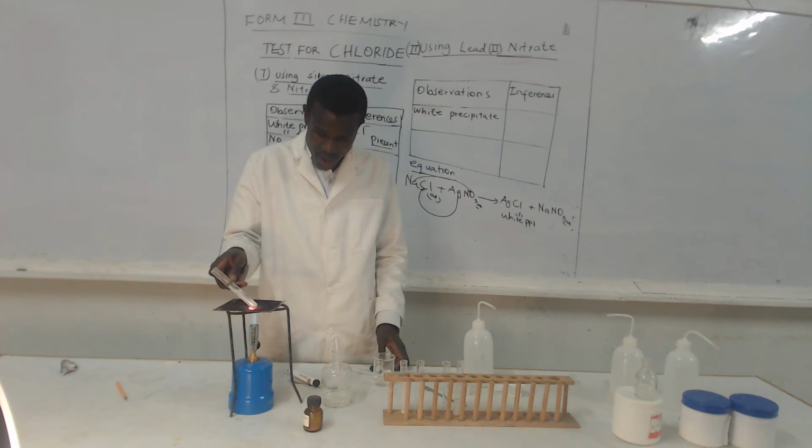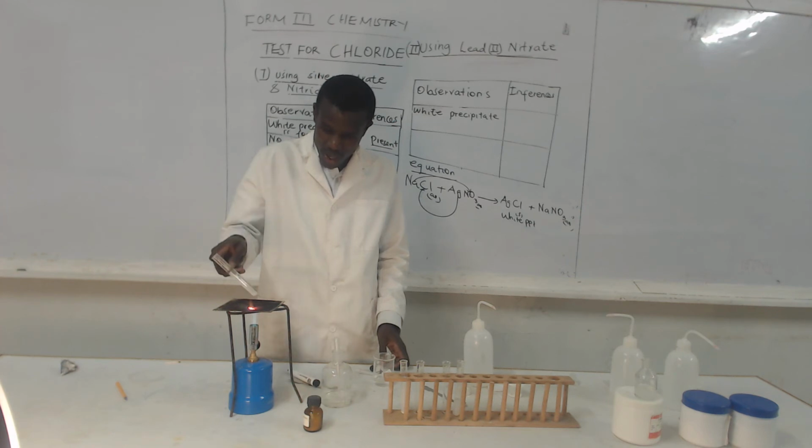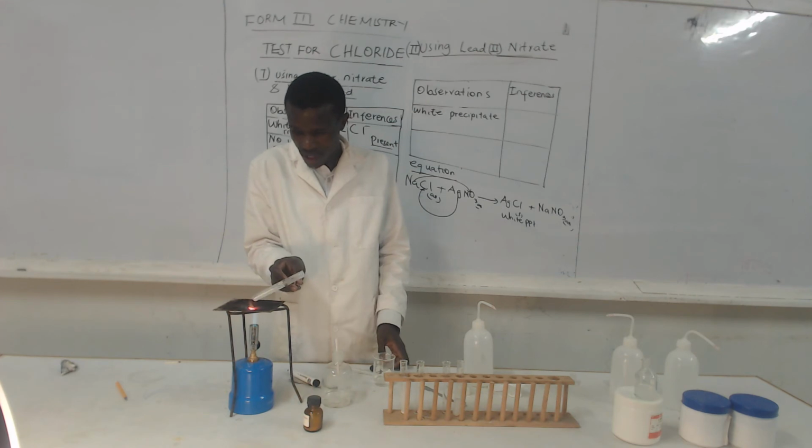So you can see the white precipitate is dissolving upon warming. You can see the white precipitate has dissolved. You can see the white precipitate is dissolving, and finally you can see the white precipitate has dissolved. I believe you can remember how thick it was. The white precipitate which was formed is dissolving on warming.